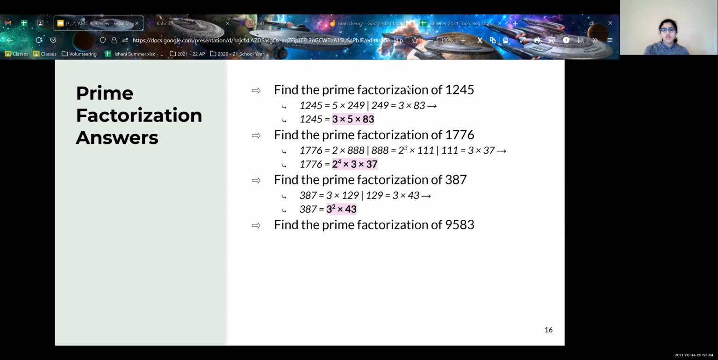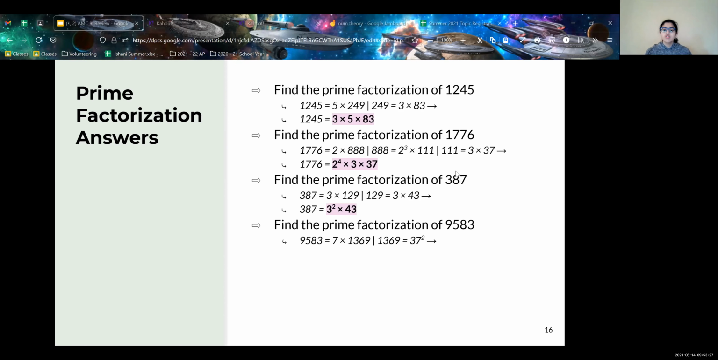And then the fourth problem was to find the prime factorization of 9583. 9583 is divisible by 7, so we divide out 7 and we get 1369. You may at first think that this is a prime number. It is not. It is a square.